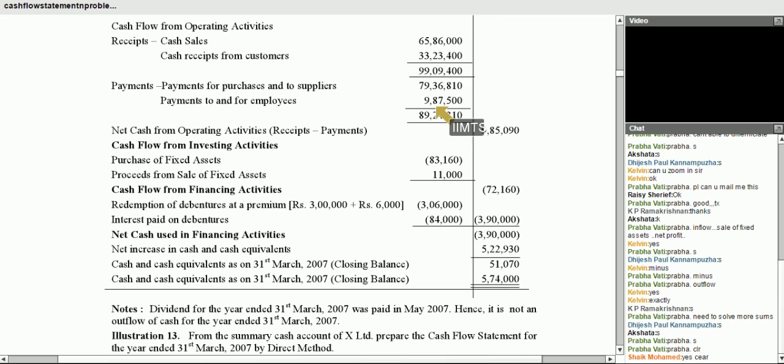This one. So payments. This is cash inflow. This is cash outflow, right? So outflow is 89 lakh 24,000 and inflow is 99 lakh. So the difference, the net cash from operating activities, will be receipts minus payments. So it will come out to be 9,85,090.